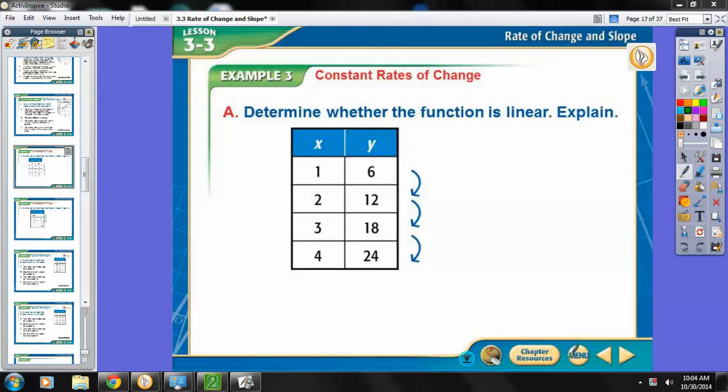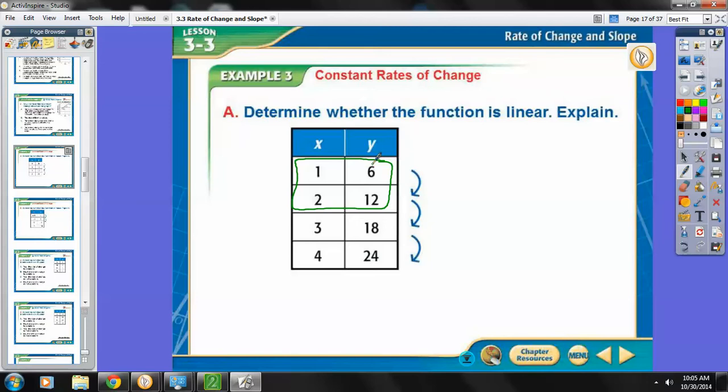Okay, do you remember yesterday we talked about finding rate of change? It was a change in y's divided by change in x's. If we have a constant, if it's the same all the way through, then we know that we have a linear function. So let's look at these first two ordered pairs. Let's find the change in y divided by change in x.